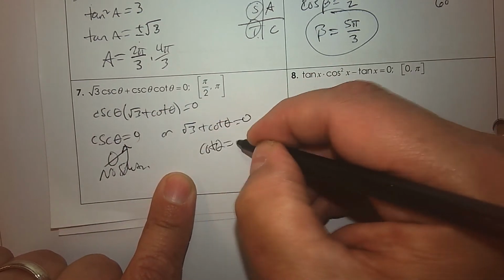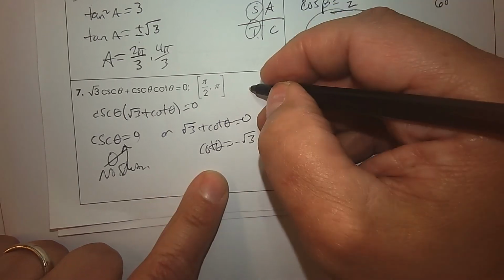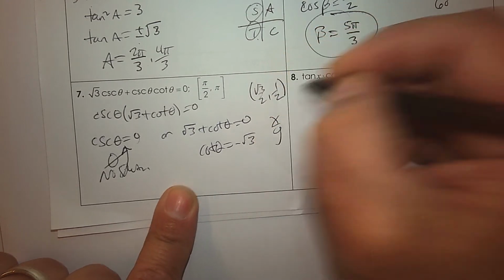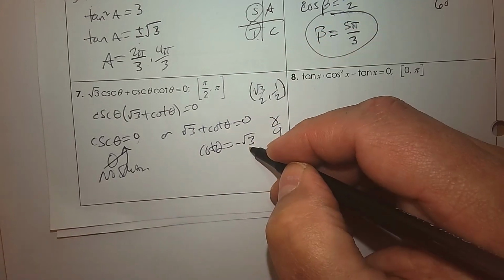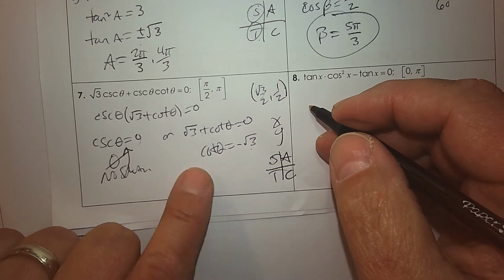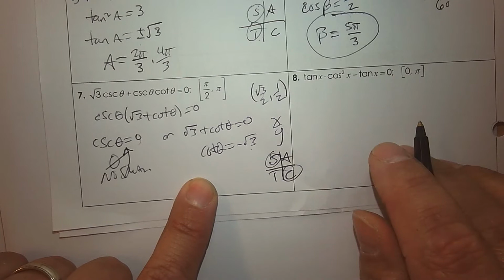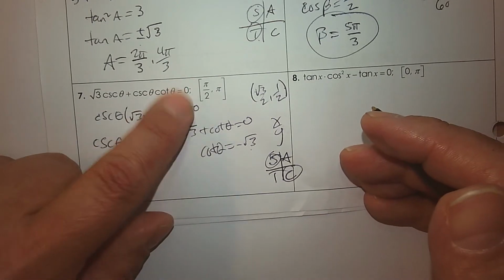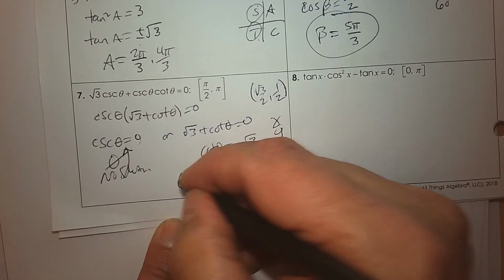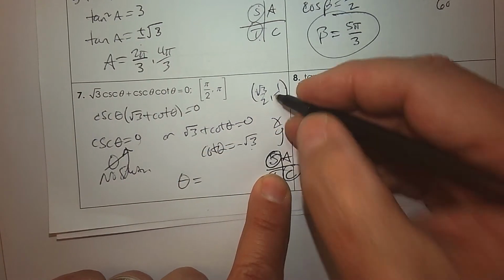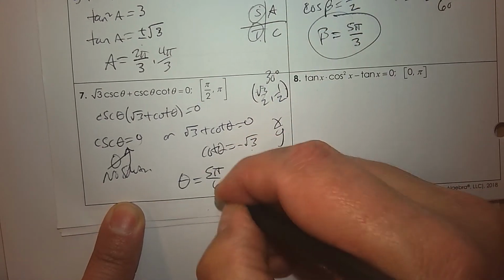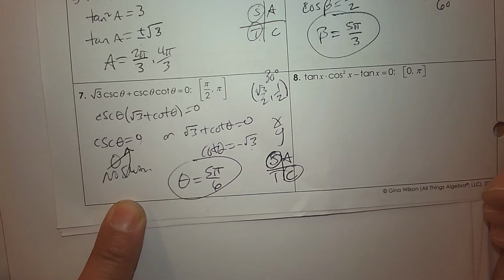So subtract root 3. It's x over y. That's the rule. So that's root 3 over 2 and 1/2. X over y gives me that answer. What quadrant are we in? So for cotangent, that's negative. It's 2 or 4. And for this restriction, it can only be in quadrant number 2. So what's the angle in quadrant number 2? So it's a 30-degree reference angle. So the angle in quadrant number 2 is 5 pi over 6.